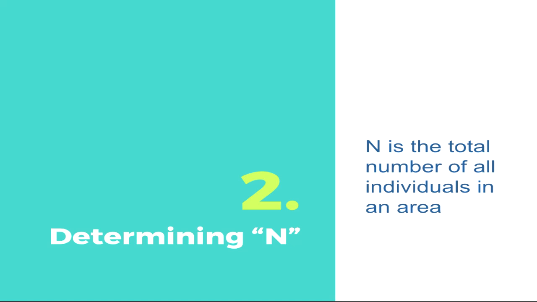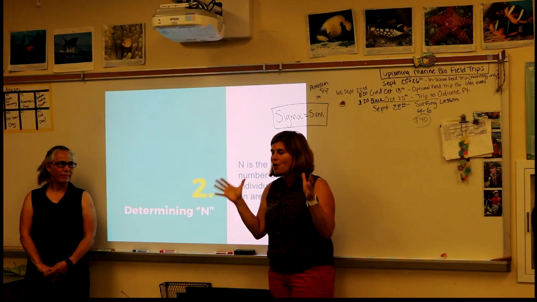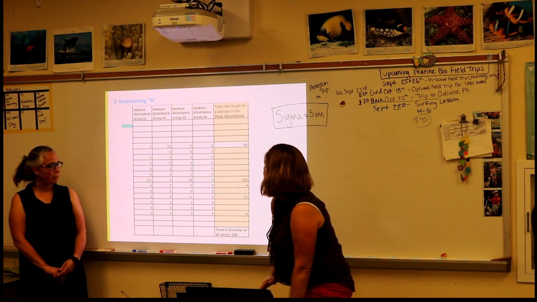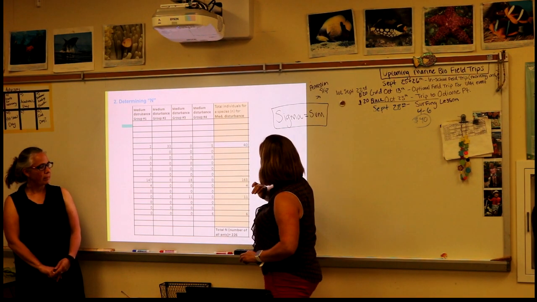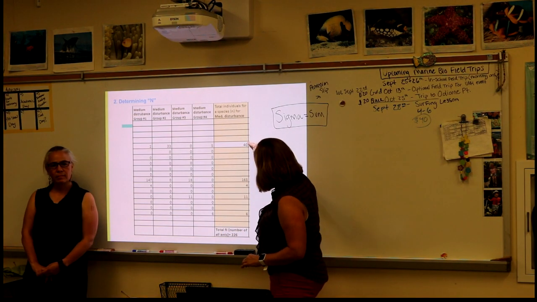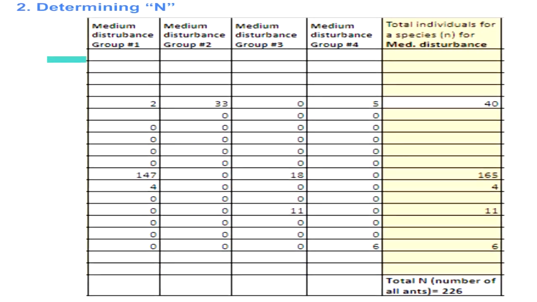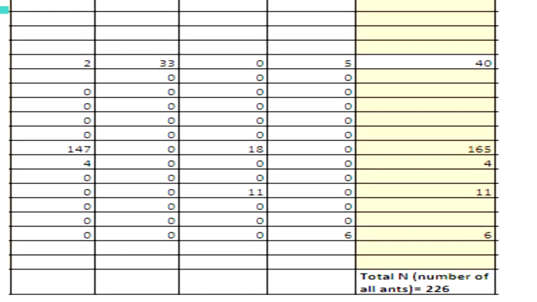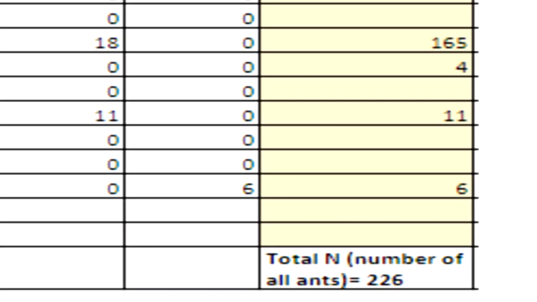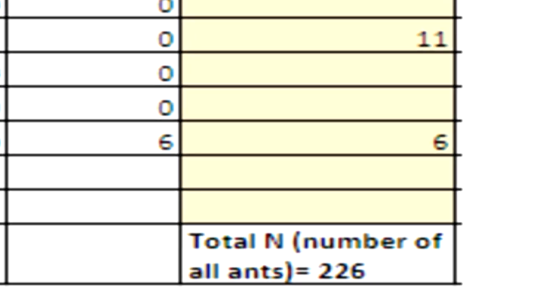Now for the big N. Big N was the denominator, on the bottom of our equation, and it represents the total number of all the ants. It doesn't matter which species it is, it's all of the ants. So if we were still looking at medium disturbance, we're going to add up all the ants in this column, and at the bottom of the column, once you add all these numbers together, that's going to give you your big N, your total number of ants. In this case, we had 40 plus 165 plus 4 plus 11 plus 6 to come up with 226.